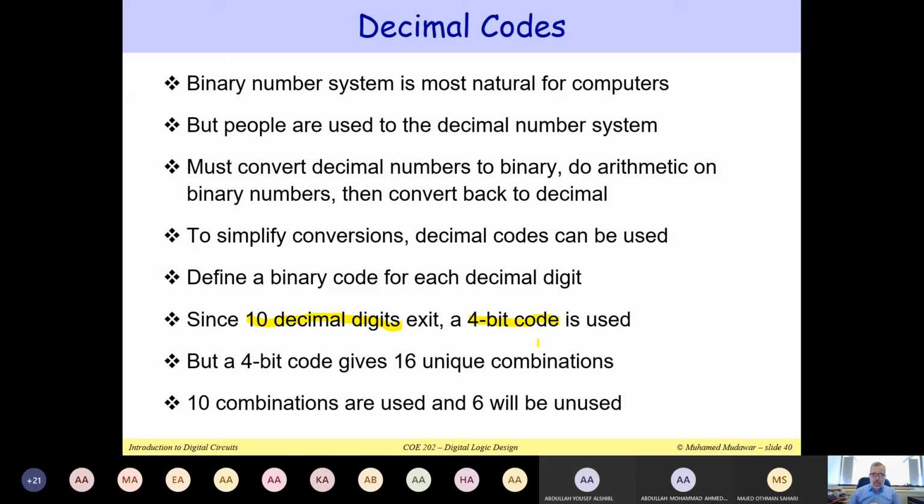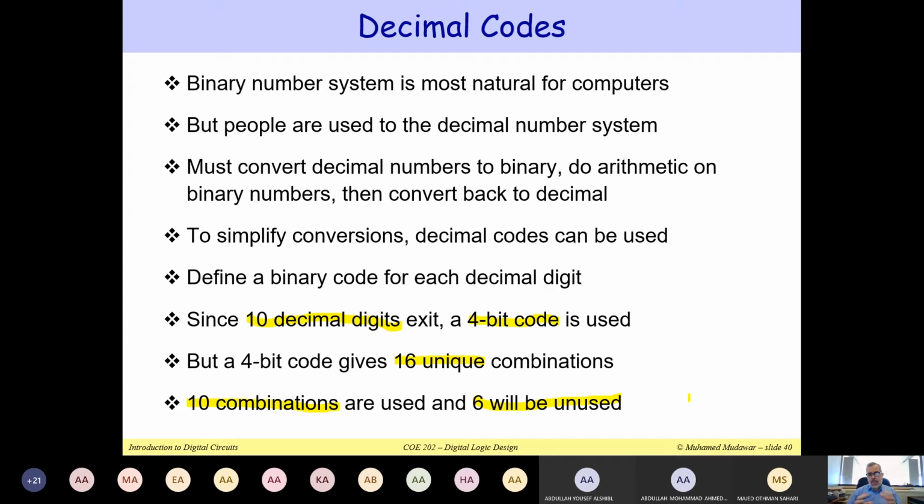With 4 bits, we can have 16 unique code combinations. We can start from 0000 to 1111. So these are 16 unique values, but I only need 10 digits. So therefore, there will be 6 codes that will be unused. 10 codes will be used for the 10 decimal digits, and 6 will be unused.